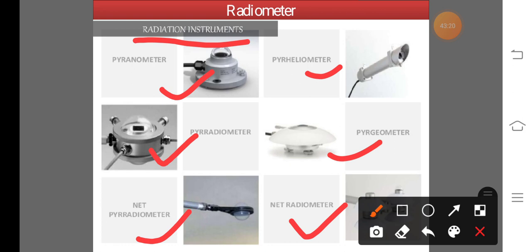The electromagnetic energy that travels from one place to another place is known as radiation. Or the energy that travels through empty space is known as radiation. I think we discussed different radiations in the solar radiation topic also. So these different radiometers are used for the measurement of radiation.